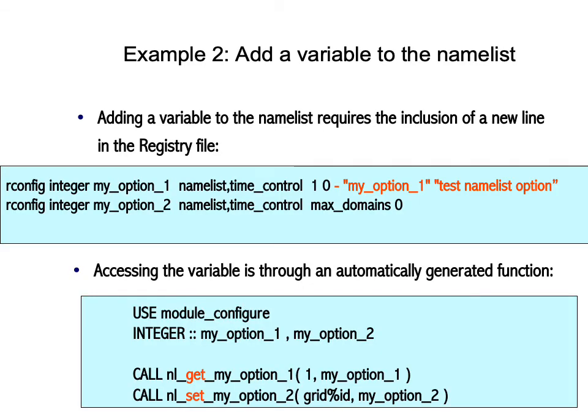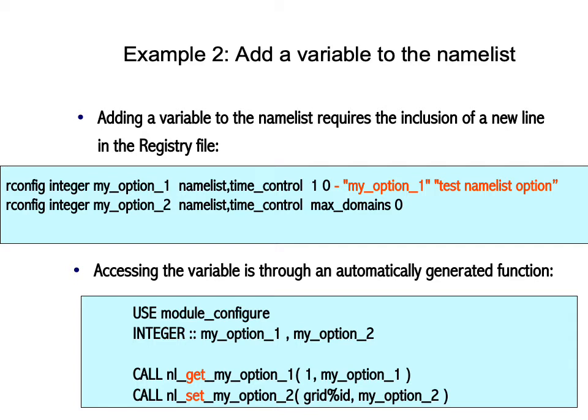Here's the example that we're going to do. We're going to add 2 new variables in the namelist. The new variables are going to be called my_option_1 and my_option_2. My_option_1 and my_option_2 are both going to be integers. They both are going to go into the time control section.